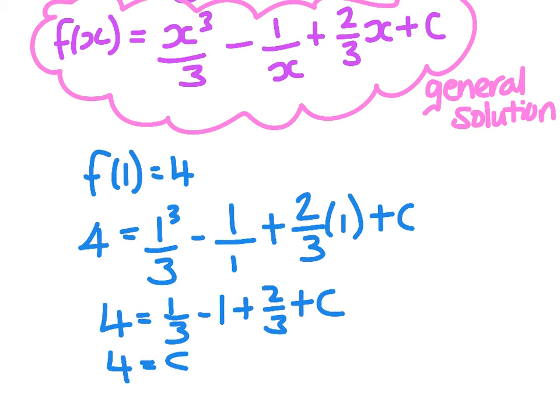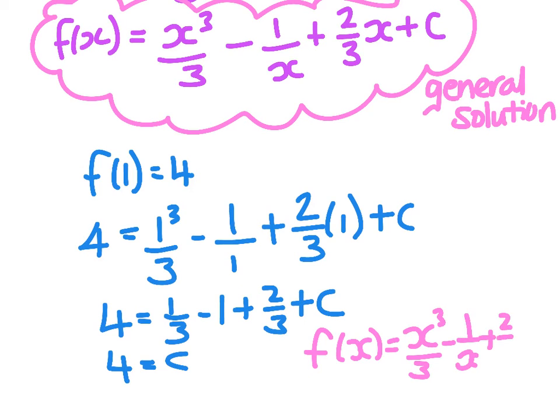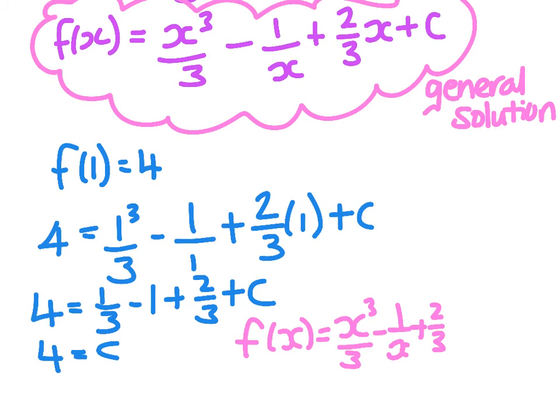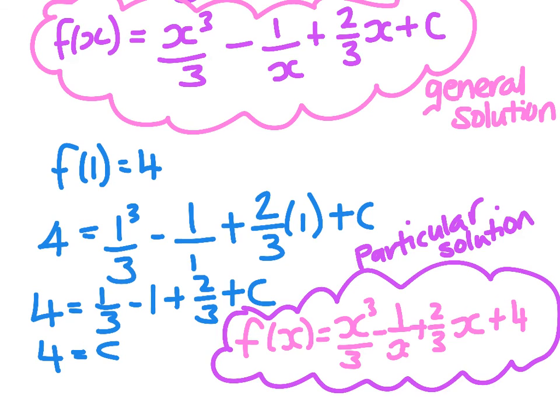Now I'm going to use this to create the particular solution by substituting into the general solution. So f of x is equal to x cubed over 3 minus 1 over x plus 2/3 of x. Instead of plus c, I'm writing plus 4. And that is the particular solution.